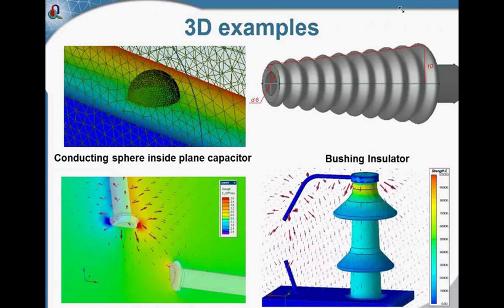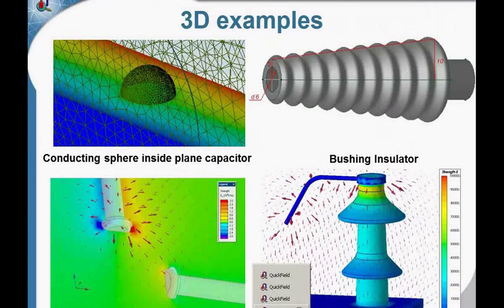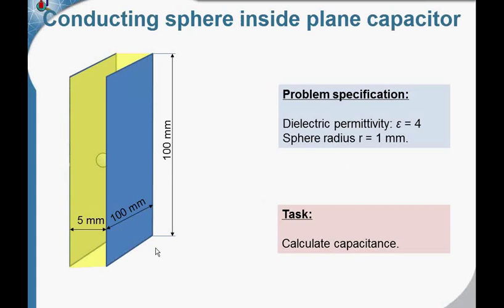Today we will review 4 cases: the conducting sphere inside the plane capacitor, the bushing insulator, the case of 2 electrodes placed in the space, and the arcing horns. Why should I need 3-dimensional analysis for the plane capacitor? There is the analytical equation to calculate the capacitance in this case.